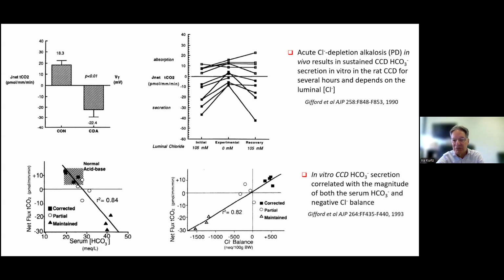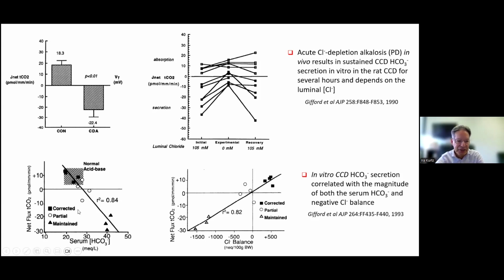And then things started making more sense with what I showed you before, this chloride delivery and the reliance of the maintenance and the correction of the metabolic alkalosis on chloride. People started zeroing in on the cortical collecting duct and its bicarbonate secretory capacity, and the fact that it seems to be entirely chloride dependent.